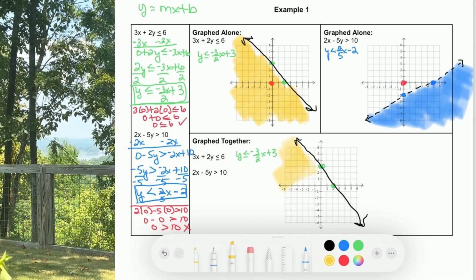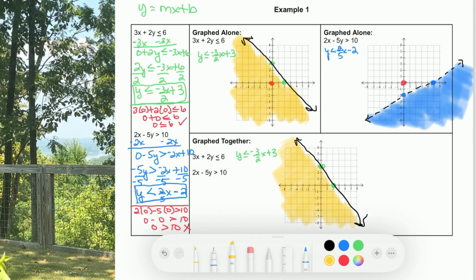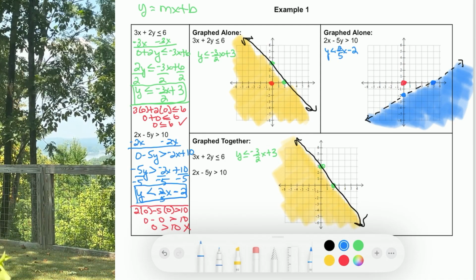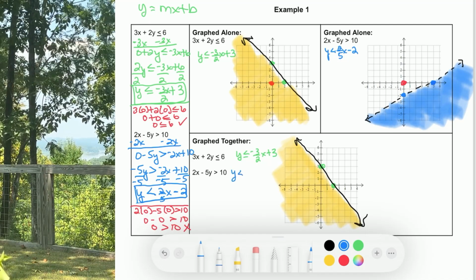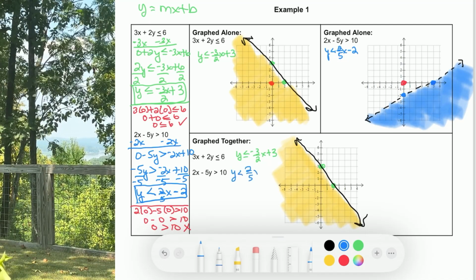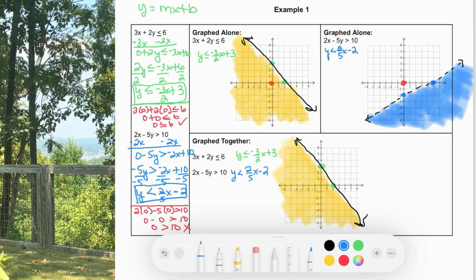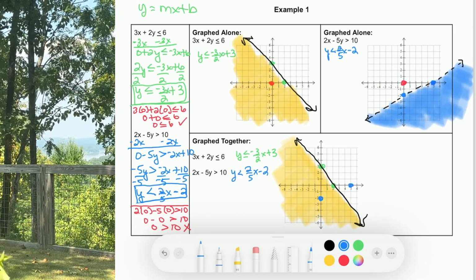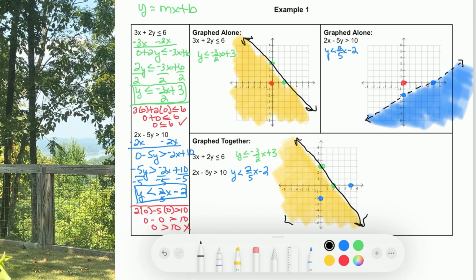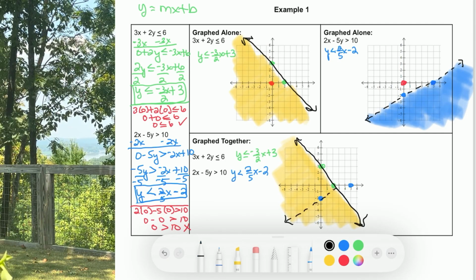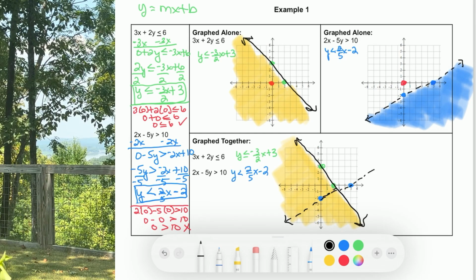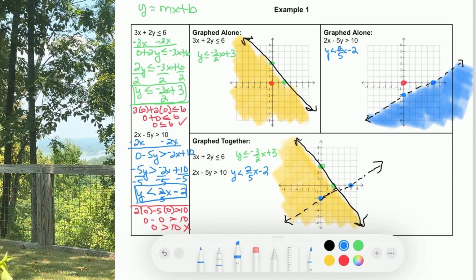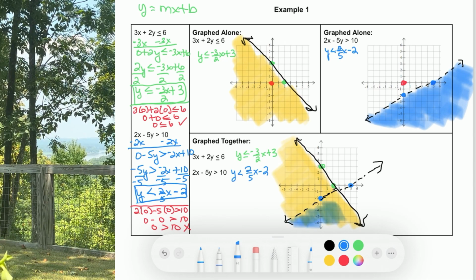So I'm going to shade this side right here real quick. Okay. Now I'm going to plot my second one, which was y is less than 2/5 x minus 2. So go ahead and plot this one. Go up 2/5. So we were here. It was a dotted line. And we know that our shading for it was over here.